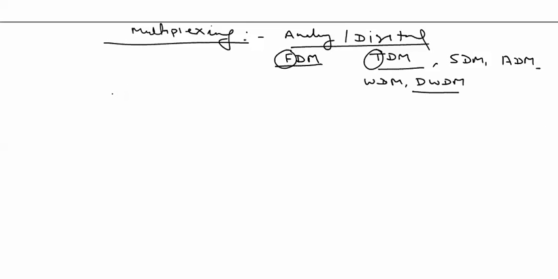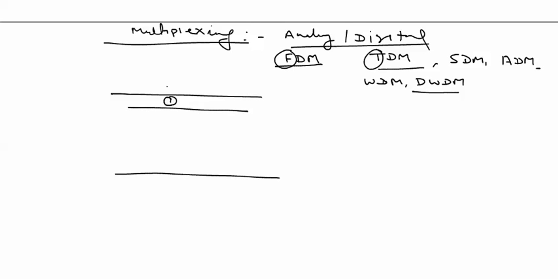In frequency division multiplexing, we have a channel. In the complete channel, we assign a bandwidth to message 1, message 2, message 3, message 4, and so on. This assignment is called frequency division multiplexing. We assign a particular frequency band to messages 1, 2, 3, and 4.